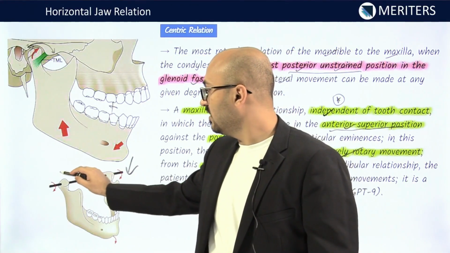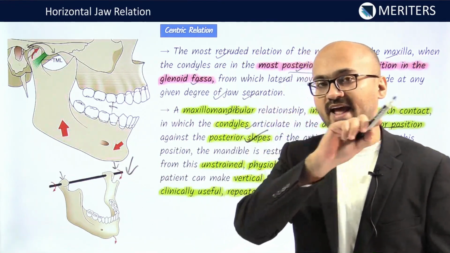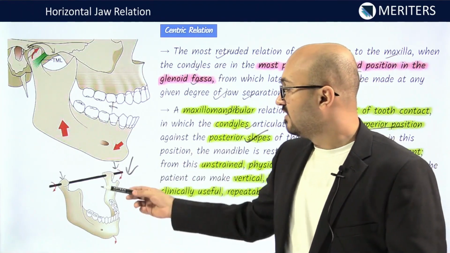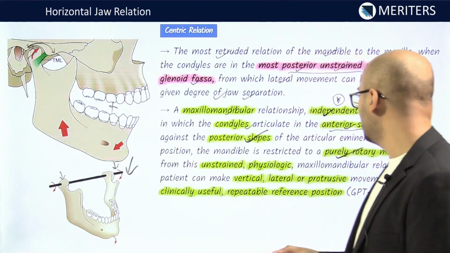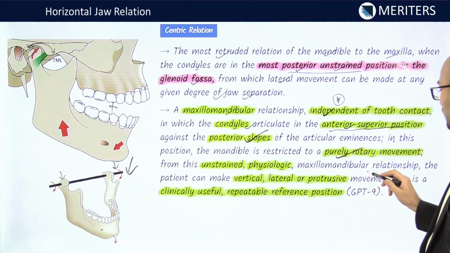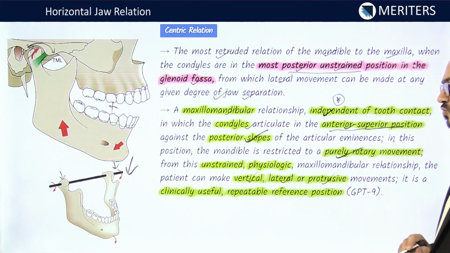Hinge axis is nothing but the center of rotation here to the center of rotation here. If you join an axis from the center of rotation of one condyle to that on the other side, that axis is called the hinge axis. So pure rotation occurs along this axis. From this unstrained physiologic maxillomandibular relationship, the patient can make vertical, lateral and protrusive movements.